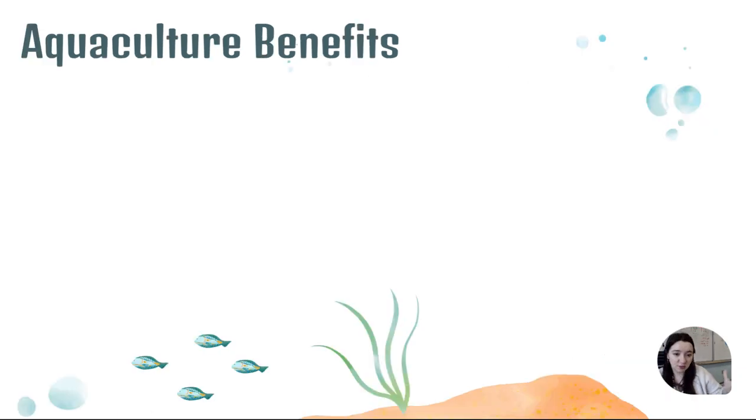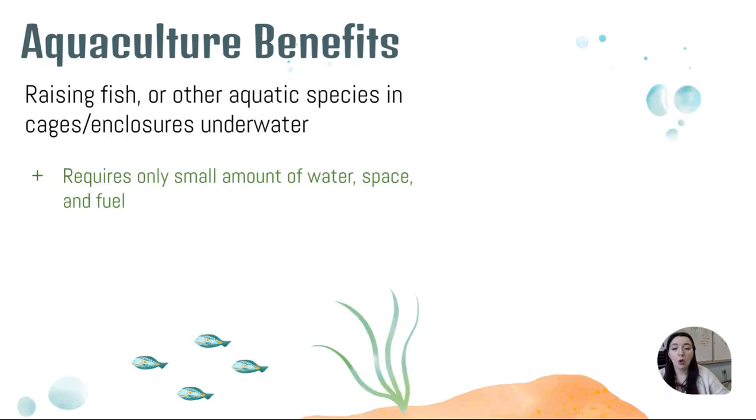So what are the benefits to aquaculture and what is it? Well, aquaculture is raising fish or aquatic species in cages or enclosures underwater. It's essentially the same thing as a grazing area for cows or chickens, except it's aquatic. So you have an area that's sectioned off, kind of like an underground pool, and they will grow and breed target species like fish and salmon.